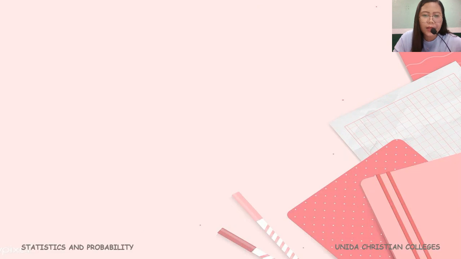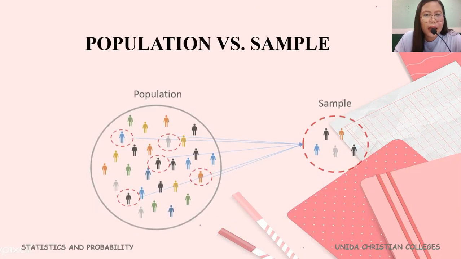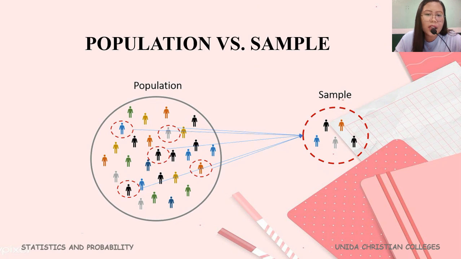Okay? Next. Let's have the population versus the sample. As you can see in the illustration, the population and then the sample. Let's have example. Let's say all grade 11 students in UCC, that is your population. And then when we say sample, let's say you select, in every section, you only select 5 students. And that is the sample.